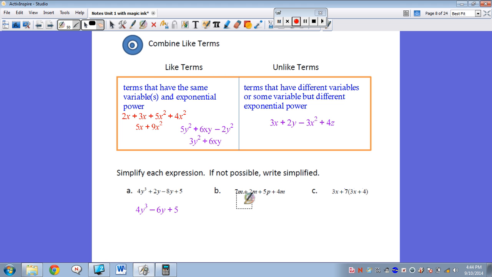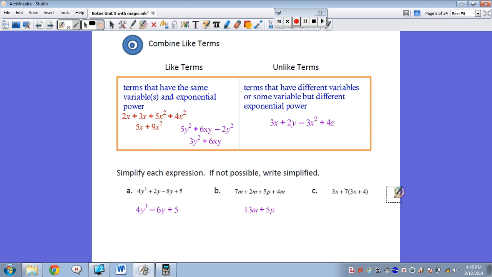Alright, B, you've got 7m plus 2m plus 5p plus 4m. 7m, 2m, and 4m are all like terms. So 7 plus 2 is 9, 9 plus 4 is 13, so you get 13m plus 5p.